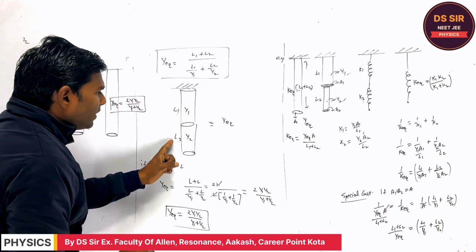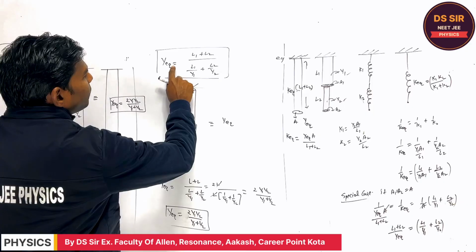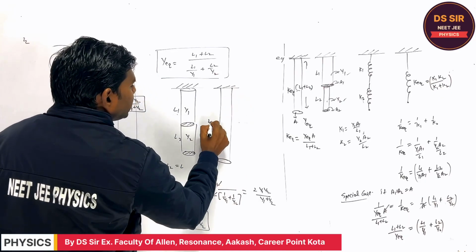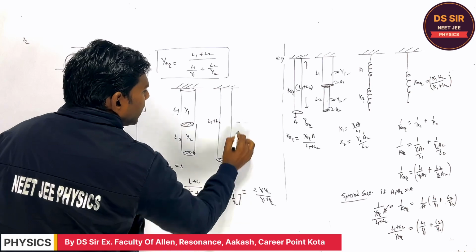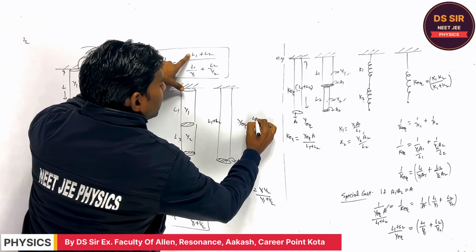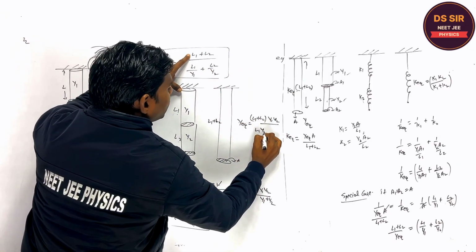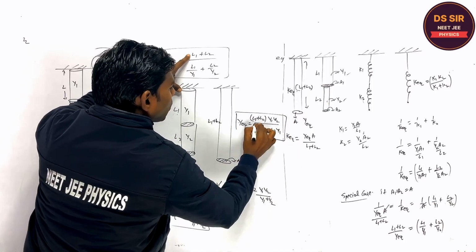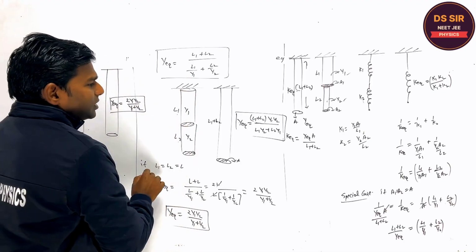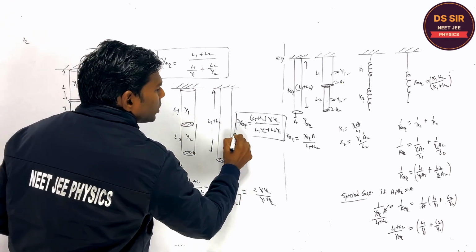Listen to one thing: if the lengths L1 and L2 are different but their areas are the same, the equivalent Young's modulus is given by this formula. The rod you may make is of length L1 plus L2 with area A. If you write it in the simplest way, taking the LCM, it is (L1 plus L2) Y1Y2 upon L1Y2 plus L2Y1. This is the equivalent Young's modulus if rods of different lengths having different Young's moduli are connected in series. So their equivalent rod has length L1 plus L2 and the equivalent Young's modulus is given by this.